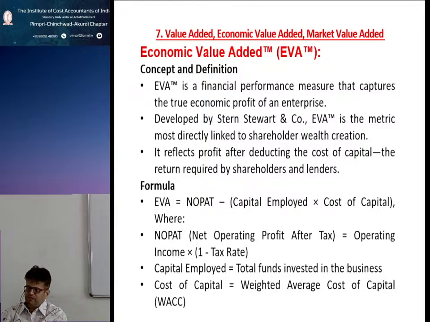Formula-wise, EVA is equal to NOPAT, that is net operating profit after tax, minus capital employed into cost of capital, where NOPAT is operating income into (1 minus tax rate), capital employed is the total funds invested in the business, and cost of capital is the weighted average cost of capital, that is WACC. So this is the concept of EVA.